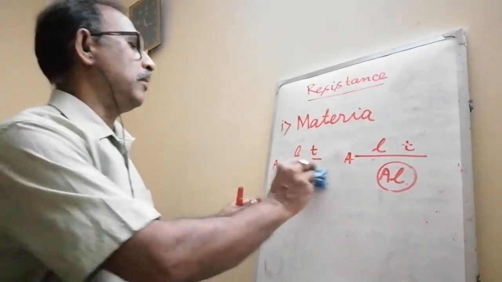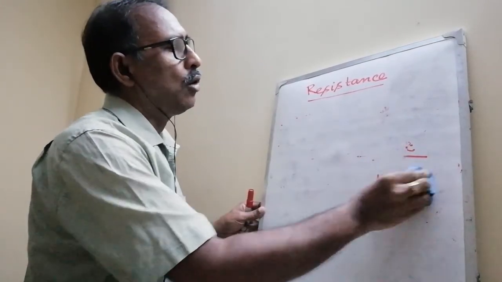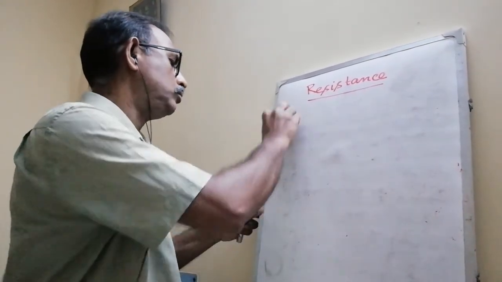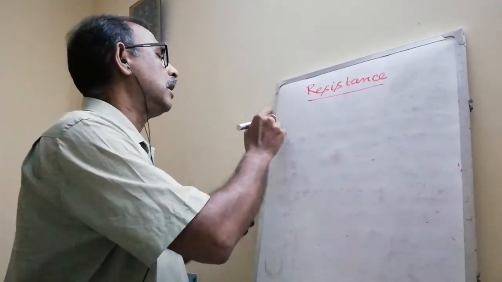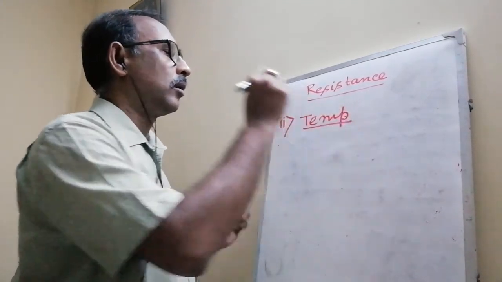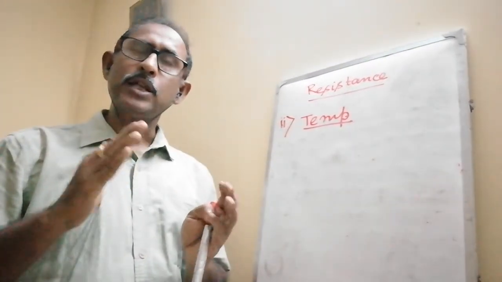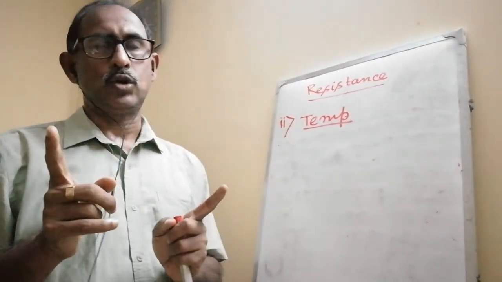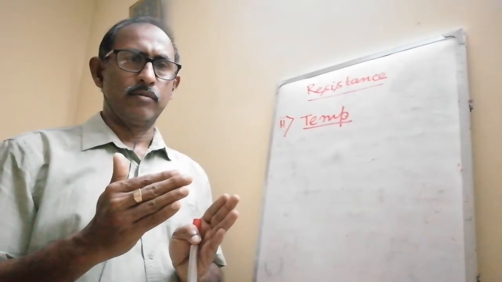Now the second point. What is the second point? It is the temperature. That means how the resistance of the conductor depends on temperature. If the temperature increases, then the resistance of the metallic conductor also increases, but it is not directly proportional. Just temperature increases, resistance increases.